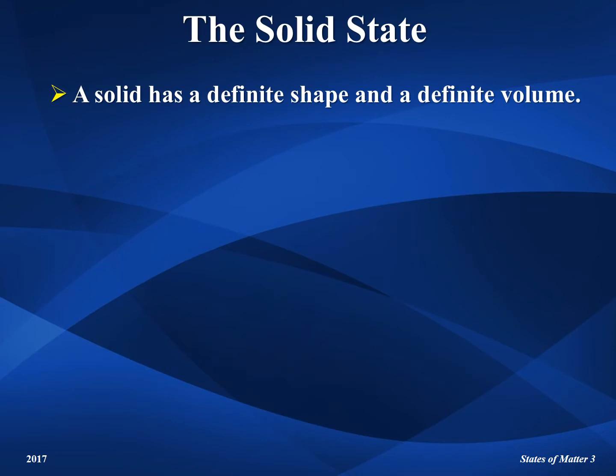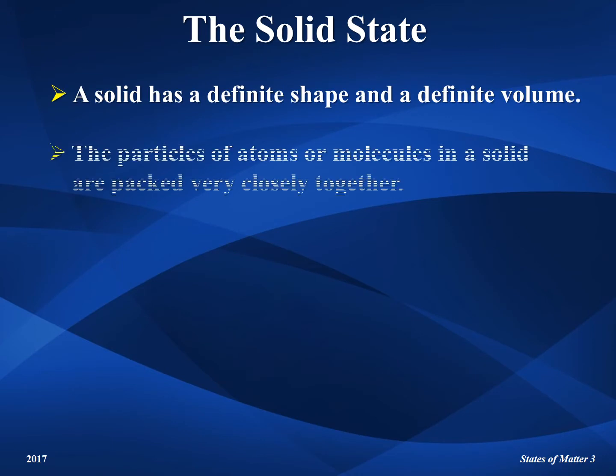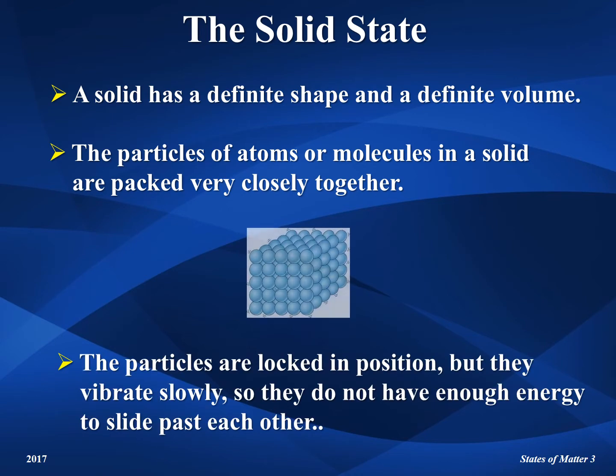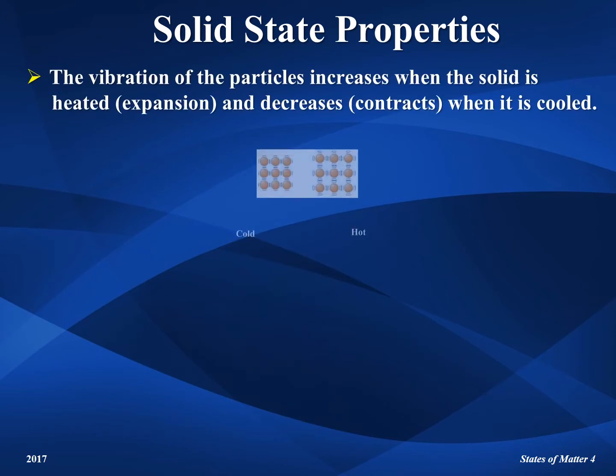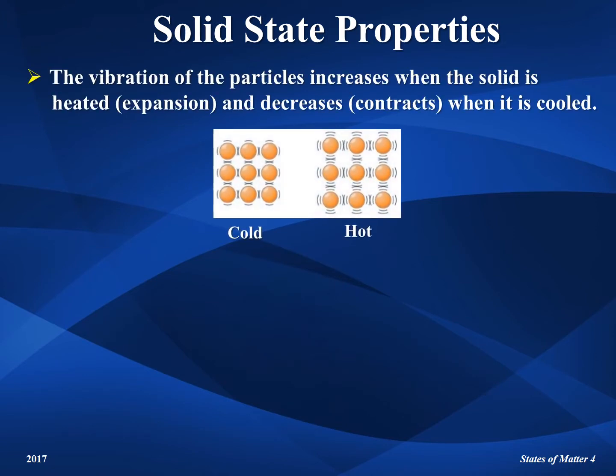Material in the solid state has a definite shape, and a definite volume. The particles, such as the atoms or molecules in a solid, are packed very closely together. The particles are locked in position, but they vibrate slowly, so they do not have enough energy to slide past each other, as shown in the diagram. Now let us look at some of the key properties of the solid state.